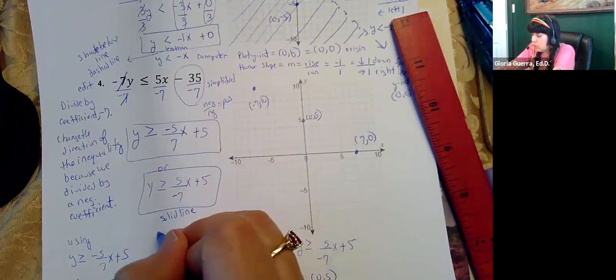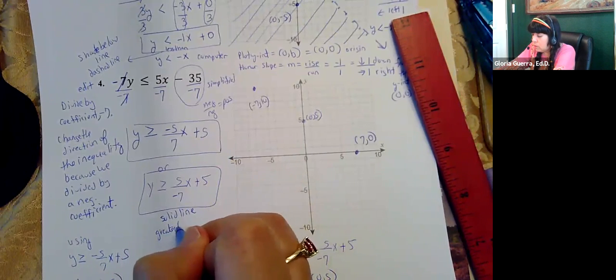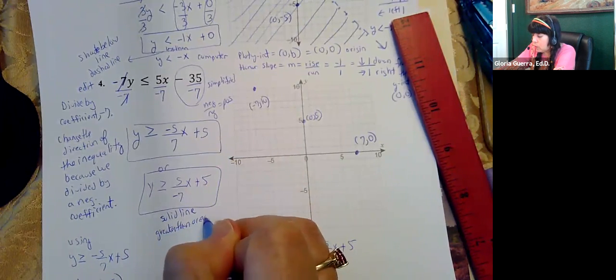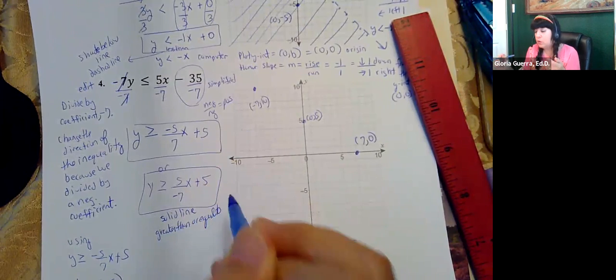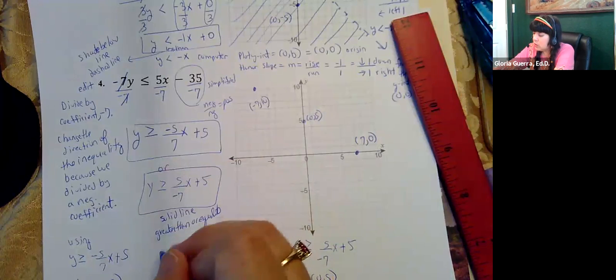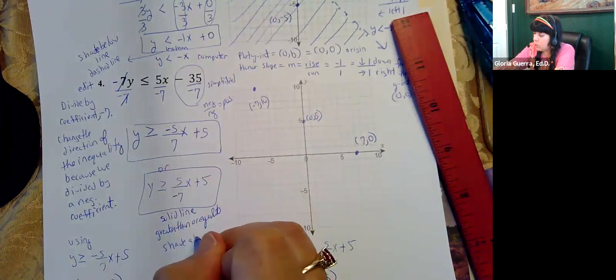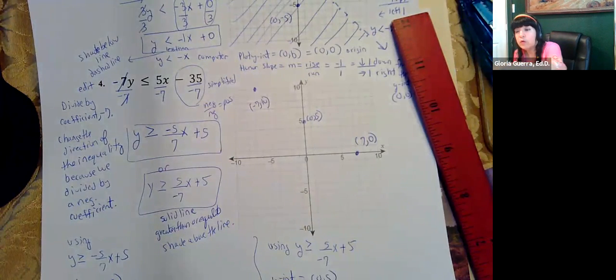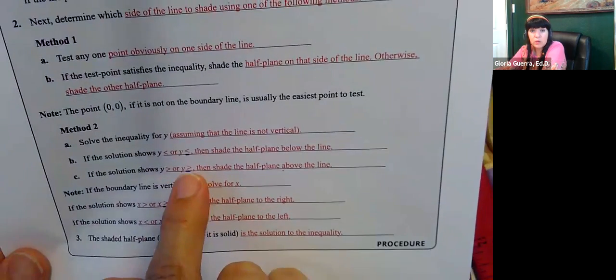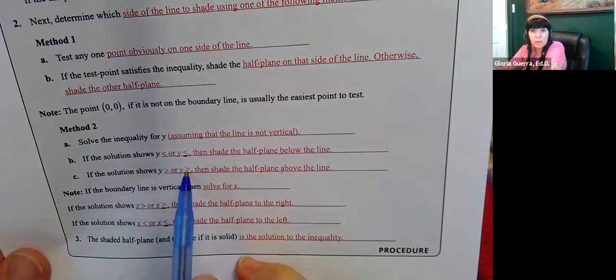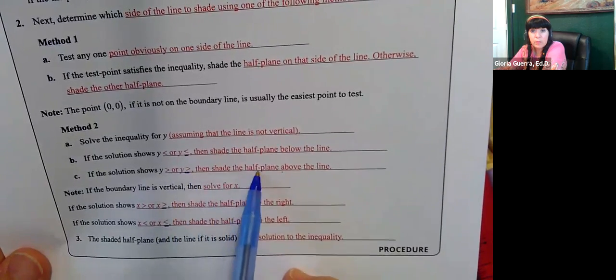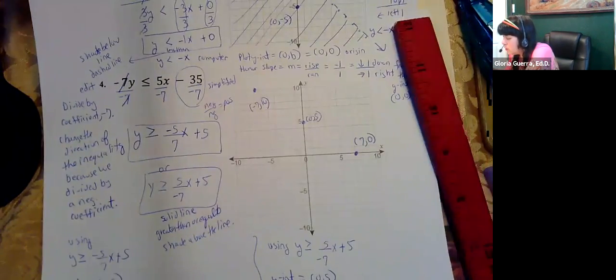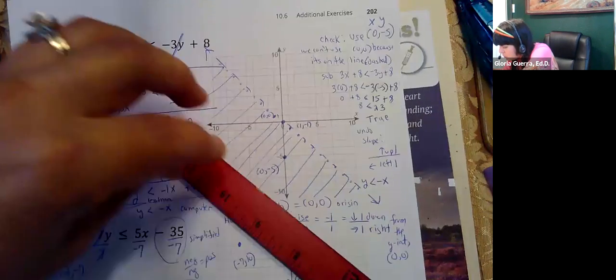So this is greater than or equal to, greater than or equal to. So this means you want to shade above the line because it's greater than or equal to, and that's what this says here. See, right here, greater than or equal to. Above the line. Okay, so when I connect those, I'm going to draw a solid line and then shade above the line.